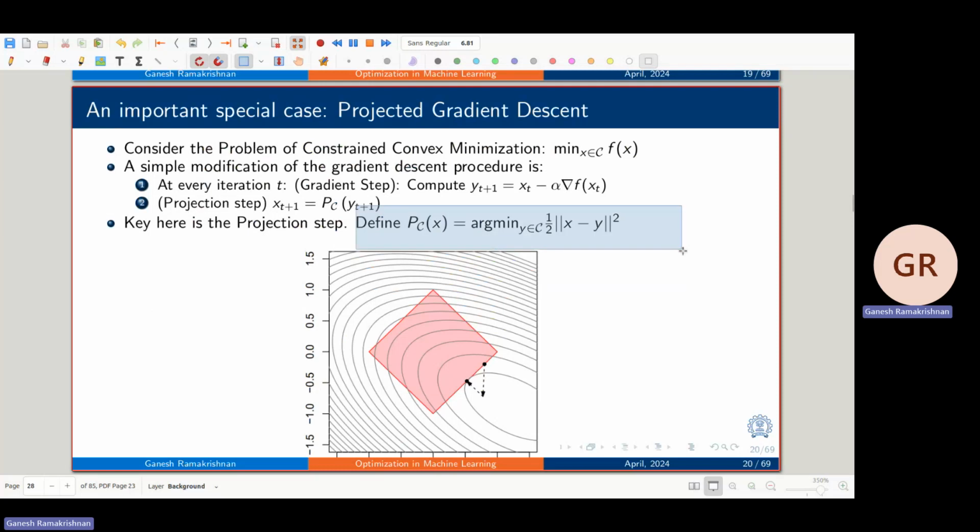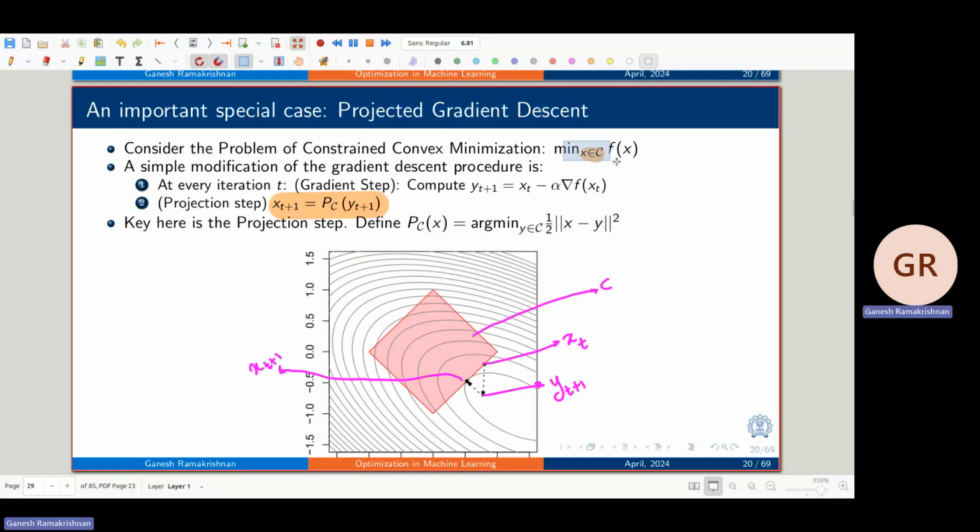Well, if you can define P_C(x) as the argmin over all the possible y's in the constraint set of the norm of x minus y squared, then you would have projected. And this is pretty much what prox should give, right? You remember the prox operator was doing this. This is what prox will give. Okay. So this is an update.